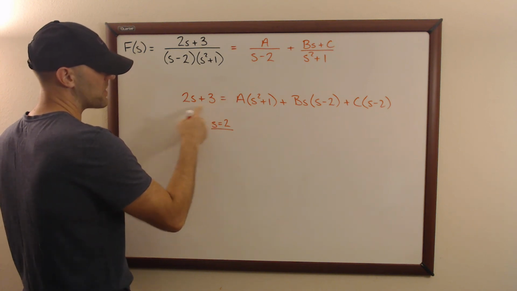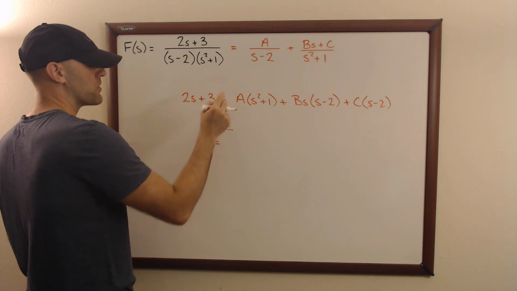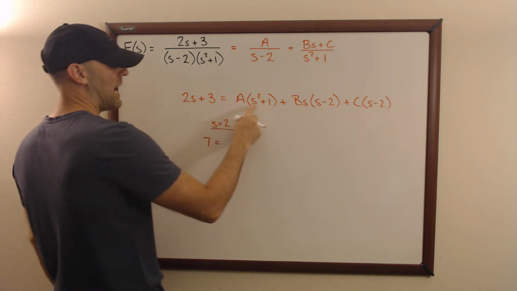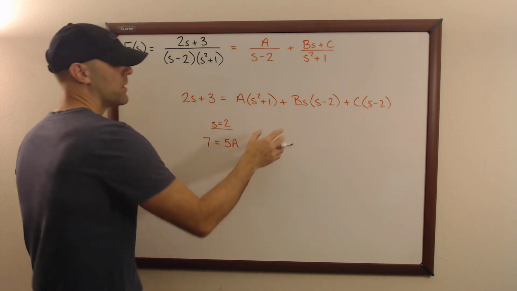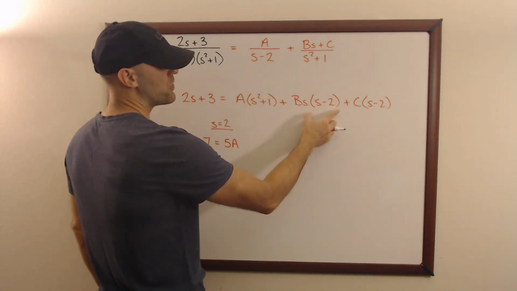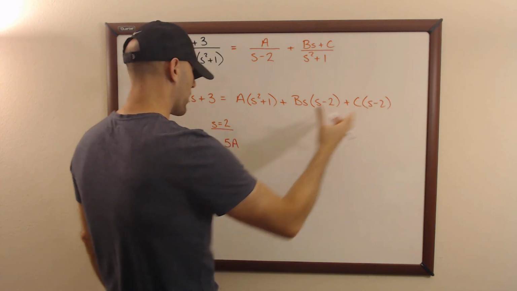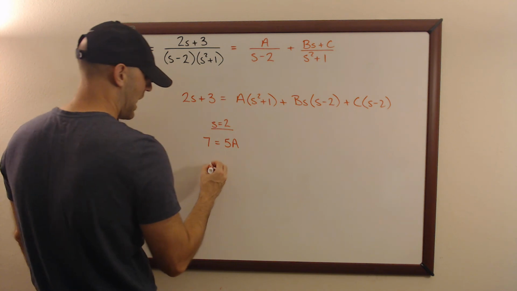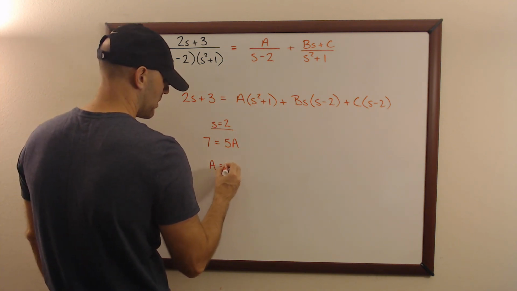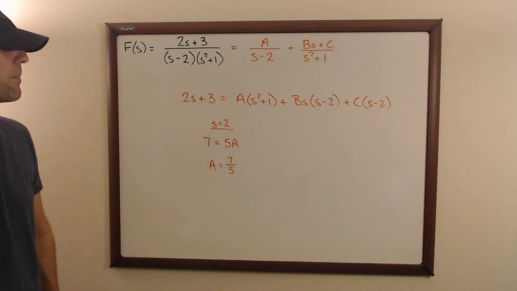Well, on the left-hand side, you plug in s is 2, and you get 7. 2 times 2 plus 3. And on the right-hand side, you get a times 2 squared plus 1, that's 5a. But look at what happens here. 2 minus 2 is 0. That whole term goes to 0. 2 minus 2 is 0, whole term goes to 0. This is the entire equation when you plug in 2, and so therefore a is 7/5. All right, pretty easy.